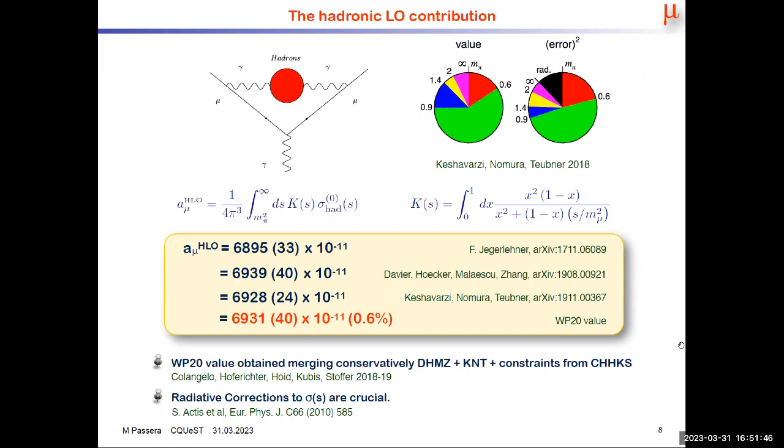How much precise? Well, you see here. These are results obtained in the latest determination. The one that you see here is the white paper value, WP20. As you see, this value is about 7,000 in 10 to the minus 11. So you need to know it with a precision which is better than 1%. Because remember, the experimental value for the muon g-2 has an uncertainty of 41 in 10 to the minus 11. So we need to compete with that. And in fact, this result has practically the same uncertainty, 40 in 10 to the minus 11, which means that you are knowing this value with a precision of better than 1%.